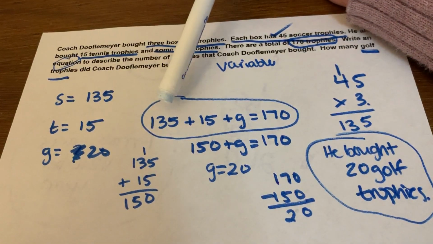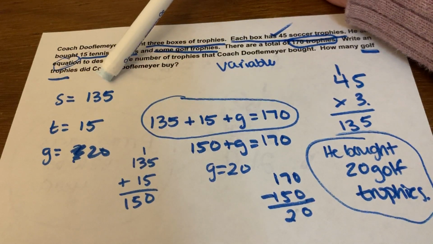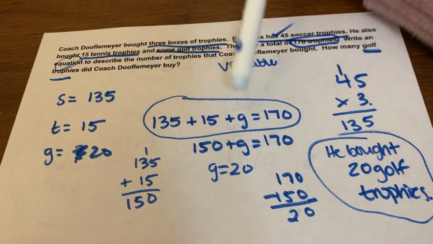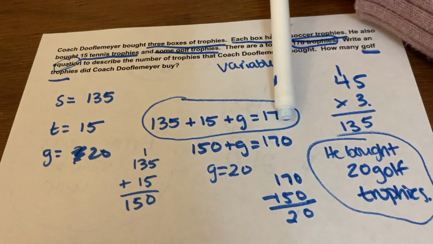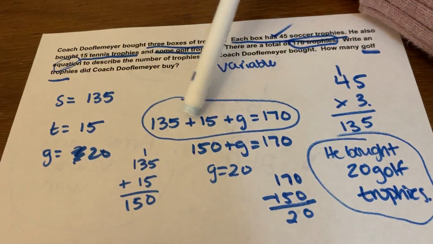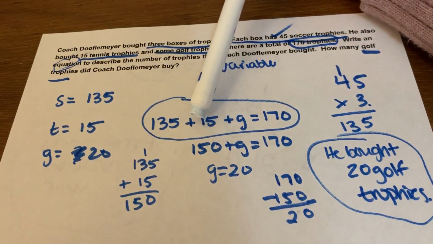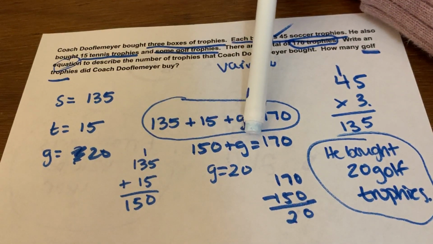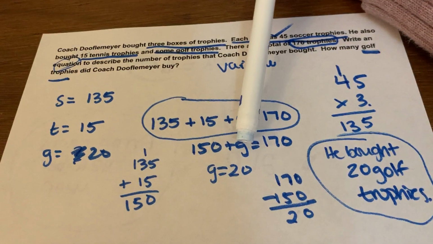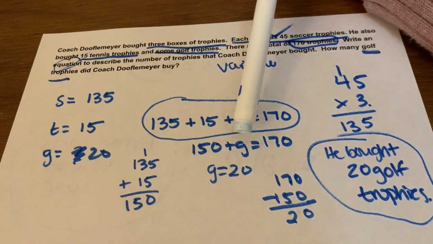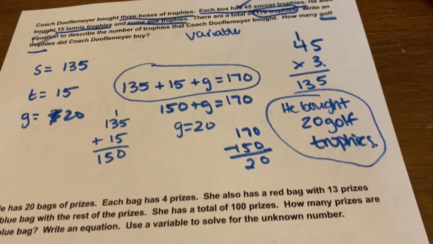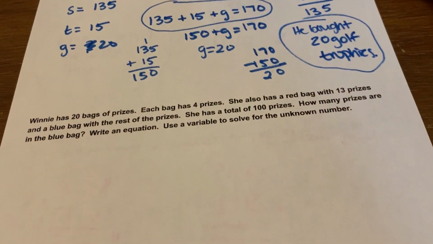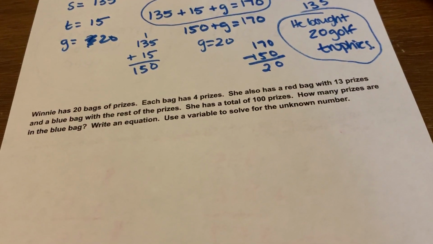So I went ahead and I wrote out 135 to represent the soccer, plus 15 for the tennis, plus G equals 170. Then I went ahead and added these to figure out how many of those 170 trophies were soccer and tennis trophies. And then I subtracted to figure out that 20 of those trophies were indeed golf trophies. So there's one more question for you, and you're going to go ahead and try this one on your own.